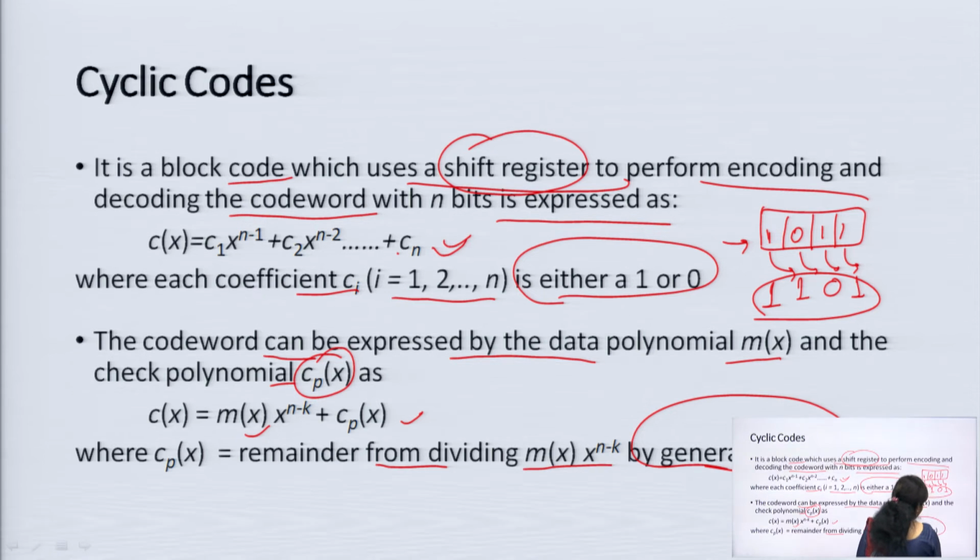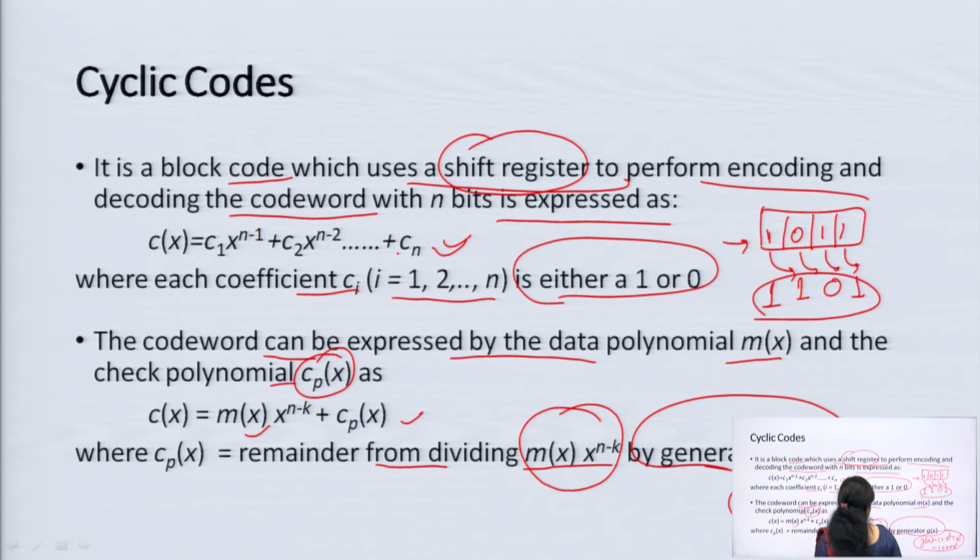So, how will this generator polynomial be generated? It will be equivalent to 1 plus x square plus x cube, or it can be 1 plus x square. This is how the generator polynomial looks, and you have to divide m x times x to the power n minus k by this generator polynomial, denoted by g x. So, this is about the cyclic code. Let me summarize once again what a cyclic code is. In cyclic code, it works on the linearity property.